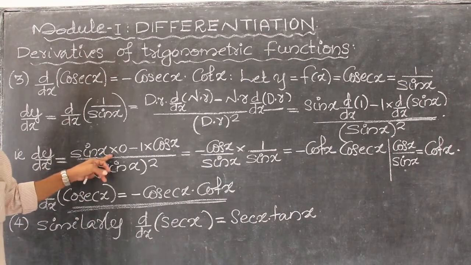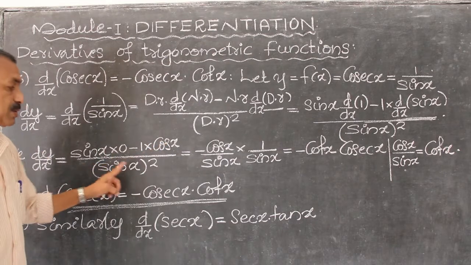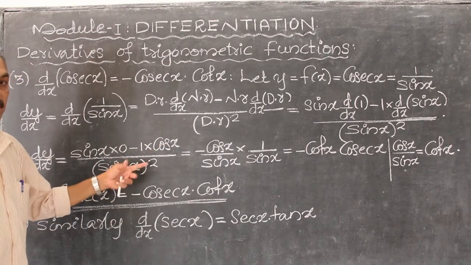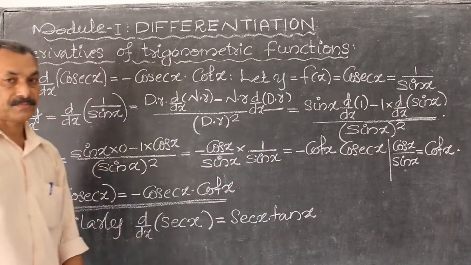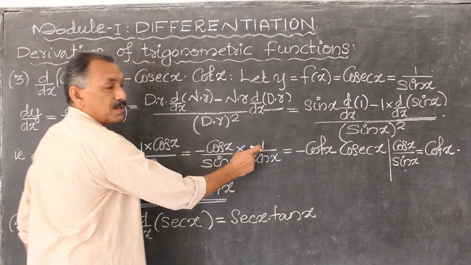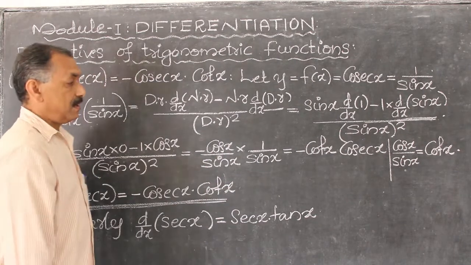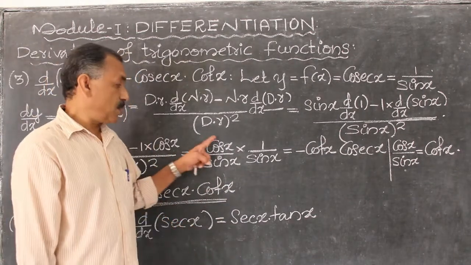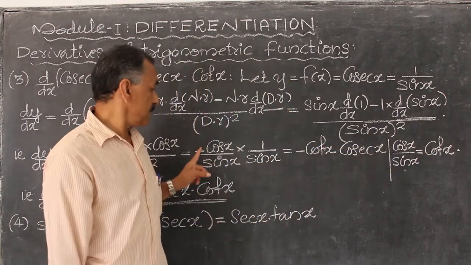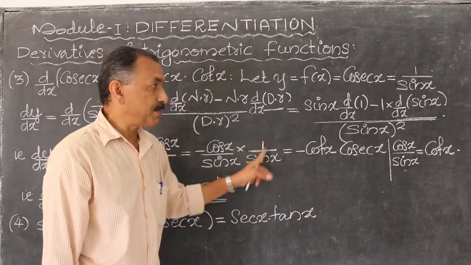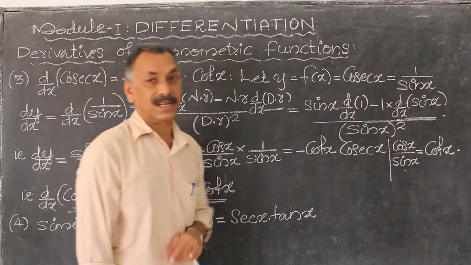This term becomes 0. That is minus cos x divided by sin square x, sin x into sin x. That is equal to minus cos x by sin x into 1 by sin x. What is cos by sin? Cos x by sin x is equal to cot x. That is minus cot x into 1 by sin x. What is 1 by sin x? Cosecant x. Minus cot x into cosecant x.